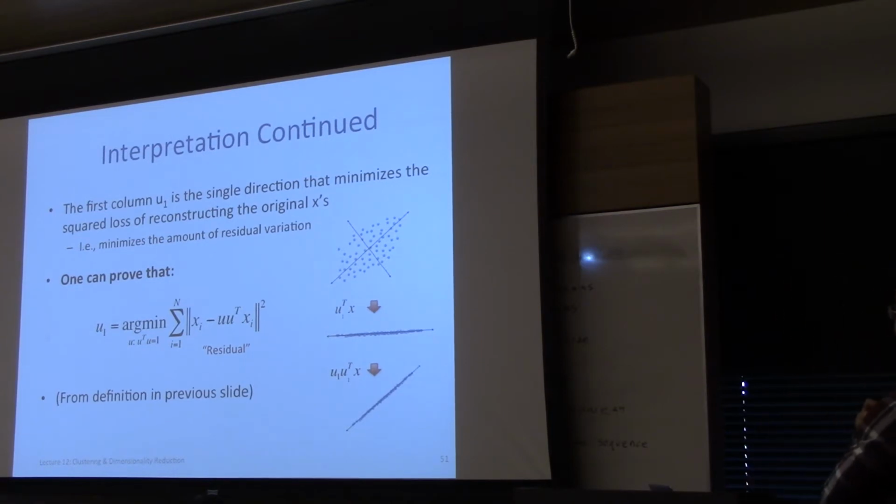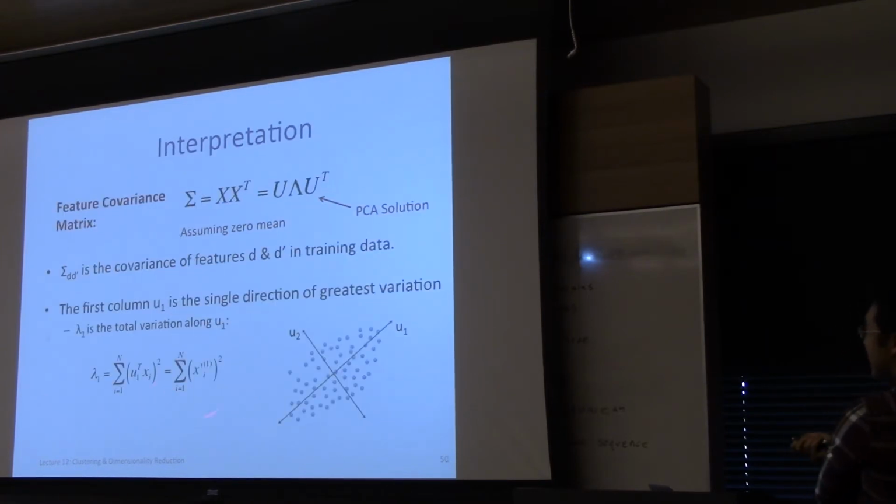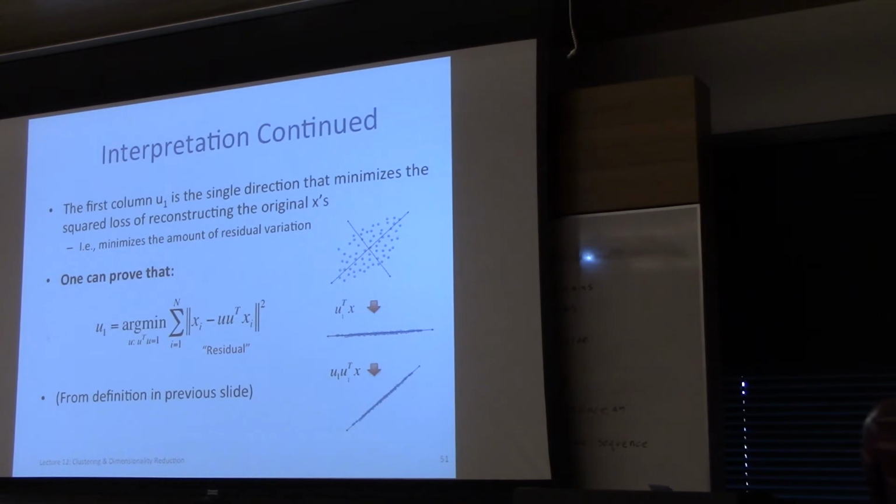One can prove that the first column is the single direction that minimizes the squared loss of reconstructing the original x. If you think about this, this is how much of the magnitude of each x is captured by projecting onto u. We can prove that the first column is the single direction that captures most of the variability of x. Equivalently, it is the single direction that minimizes the reconstruction error of the original x. So this is a reconstruction.